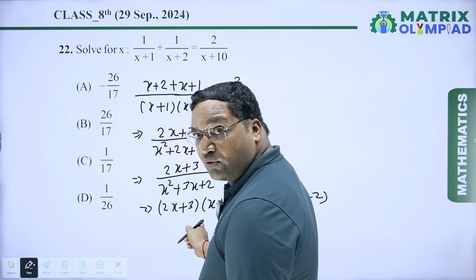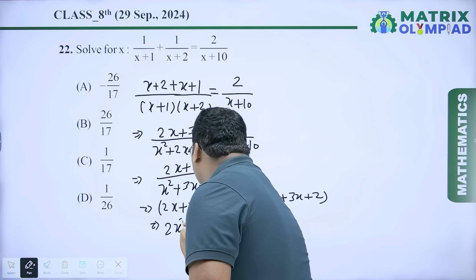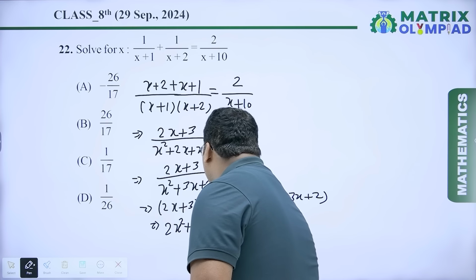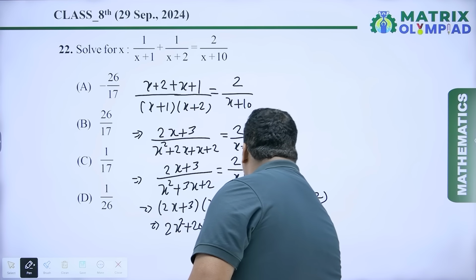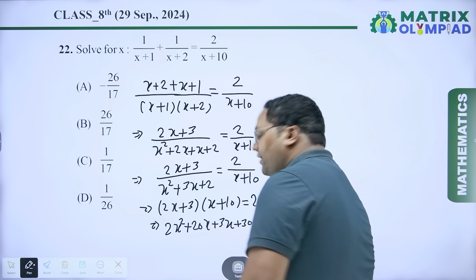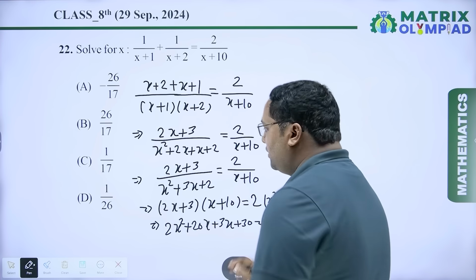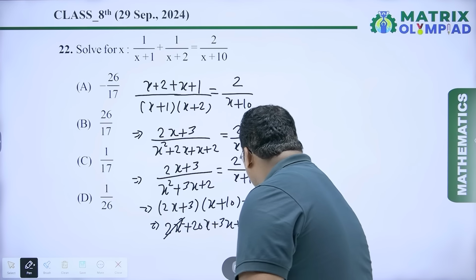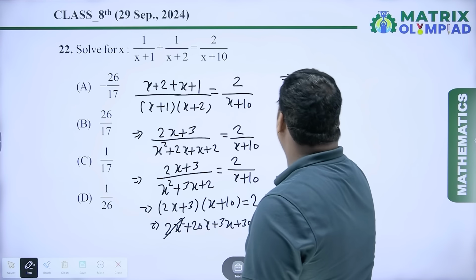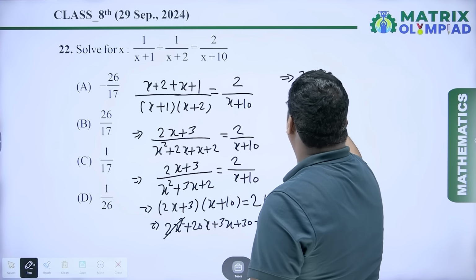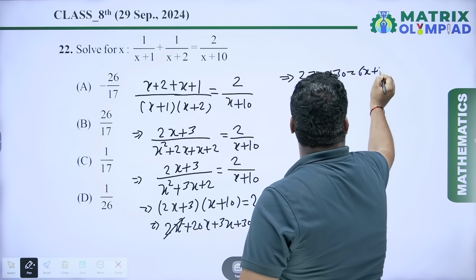Now multiply these two equations and these two equations, so we will get 2x square plus 20x plus 3x plus 30 is equal to 2x square plus 6x plus 4. So here this 2x square and 2x square are cancelled out. So we will get 23x plus 30 is equal to 6x plus 4.